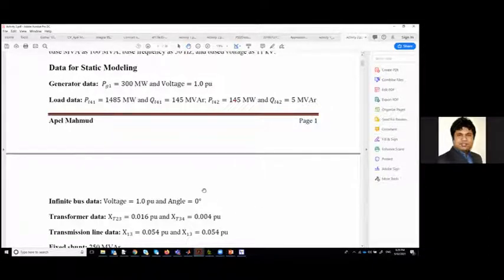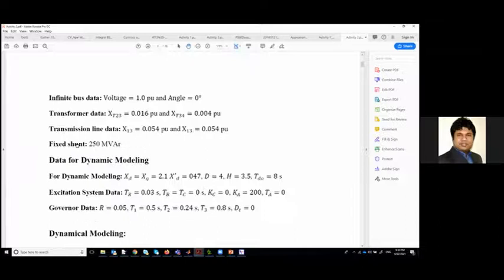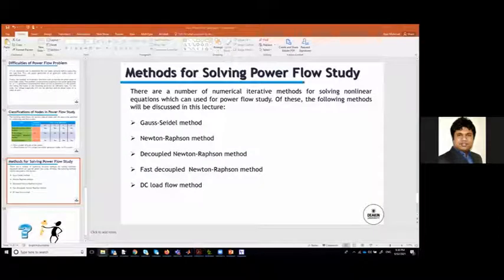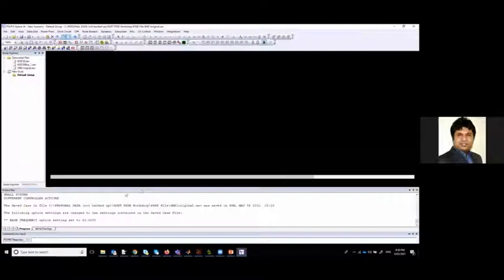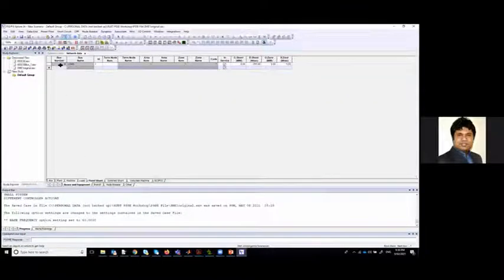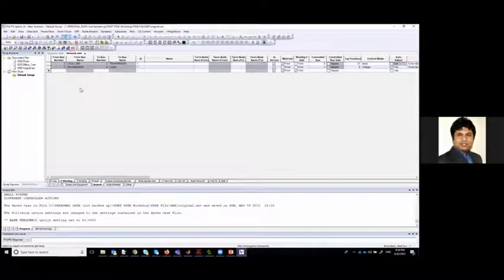And if you look at the fixed shunt, 250 megavar, I put that as a fixed shunt. So fixed shunt at bus 4, 250 megavar. That's what I put. With the branches, I put two transformers, one between 2 and 3, two winding. It was in the previous version, so I can put it. So between bus 2 and 3, and bus 3 and 4, I put transformers.